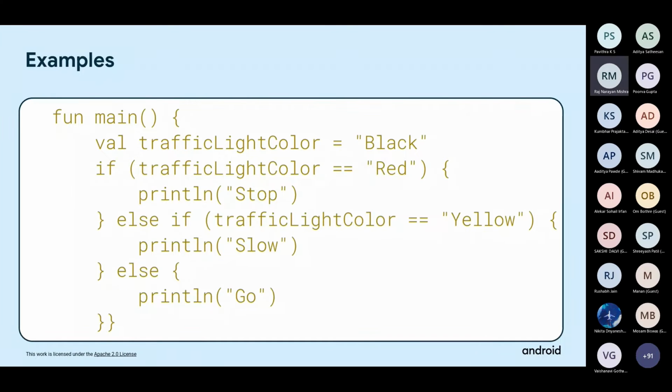Now, this is an example in Kotlin of how you write the code snippet for printing the condition. Here, I have checked in the third line if the traffic light color is equal to red. Then you print stop. In the next part, I've used else if the color is changed or it's any other color.